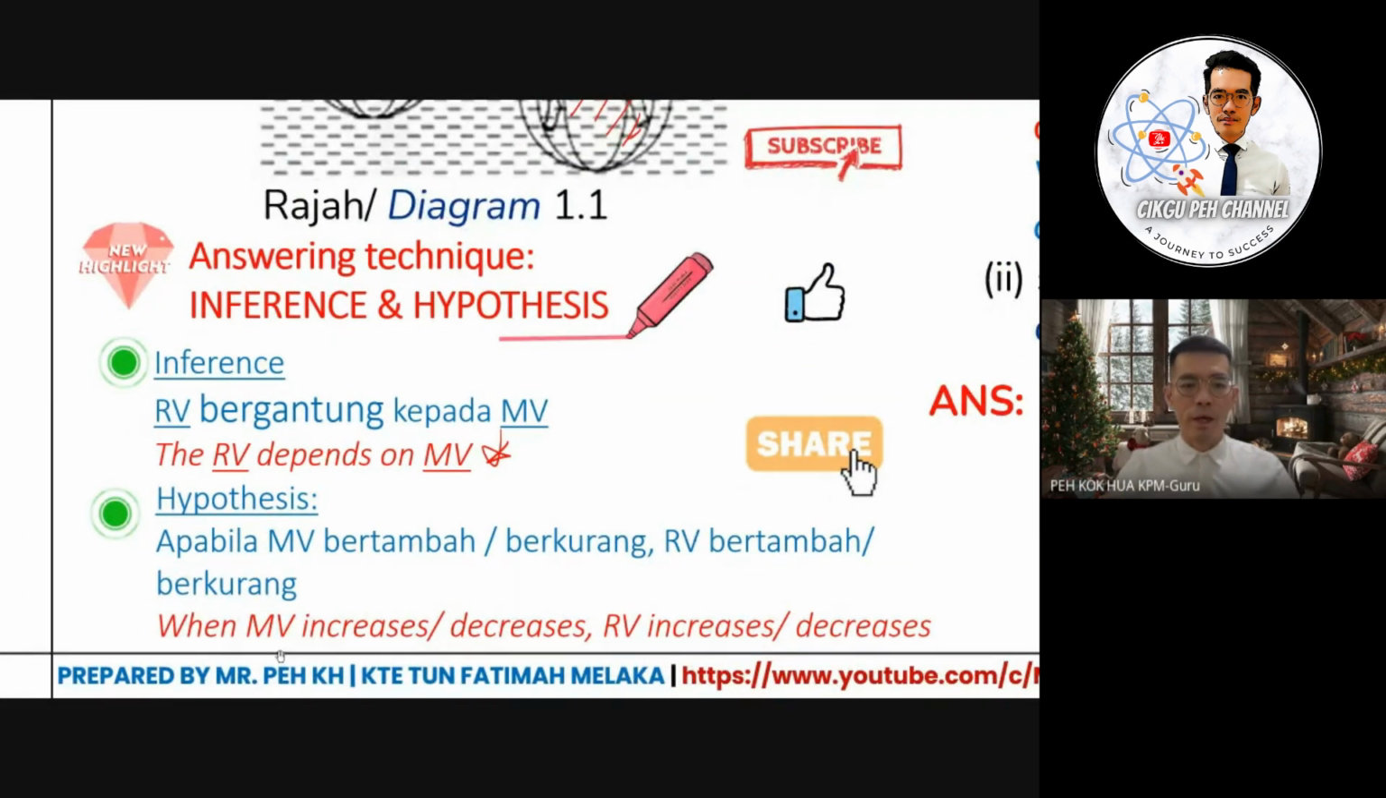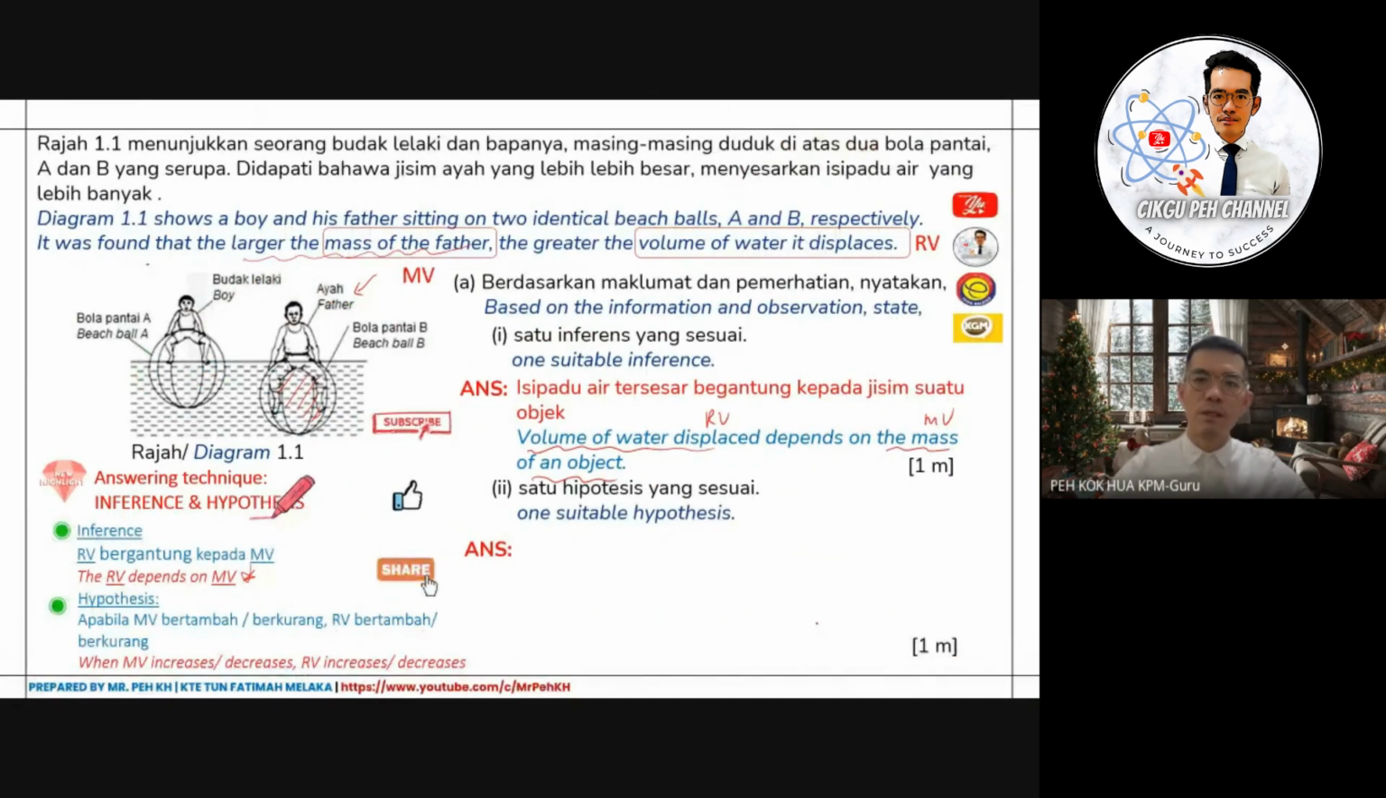Okay, so when MV increases or decreases, your RV will increase or decrease. Okay, so here just now we mentioned already, for our MV, it will be the mass of the object. So if the mass of the object increases, for example using feather as an example, you can see the volume of water displaced will also increase. So here it is very clear that when our MV increases, our RV will also increase.